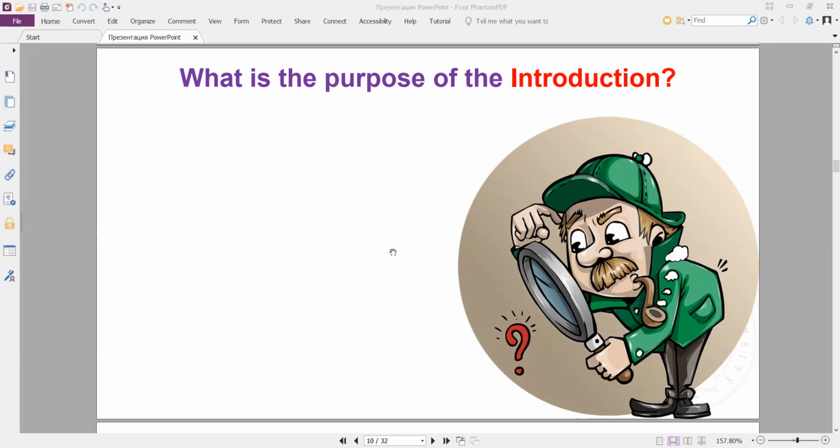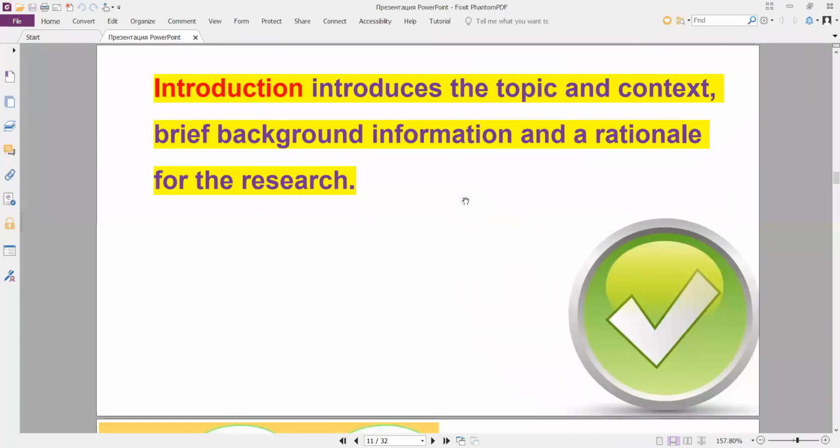Okay, great. So I received some answers here. The introduction introduces the topic and context, brief background information and a rationale for the research. Great.